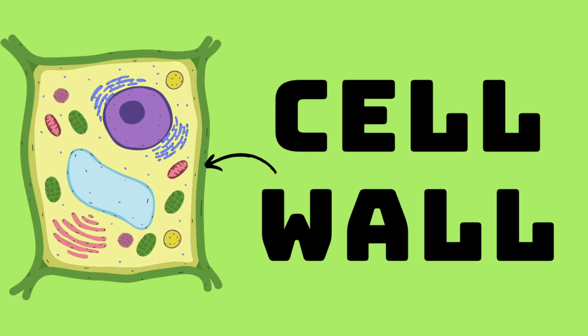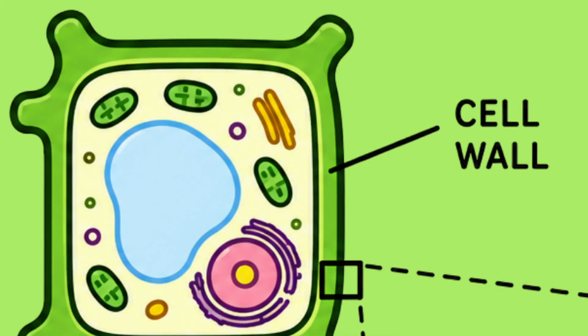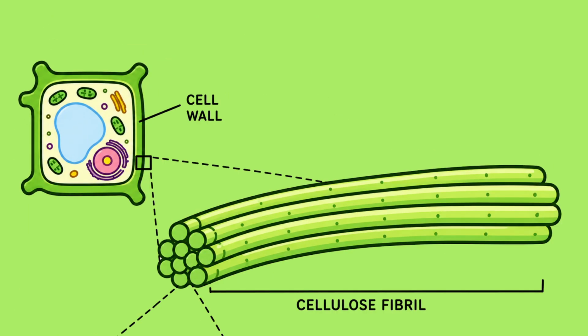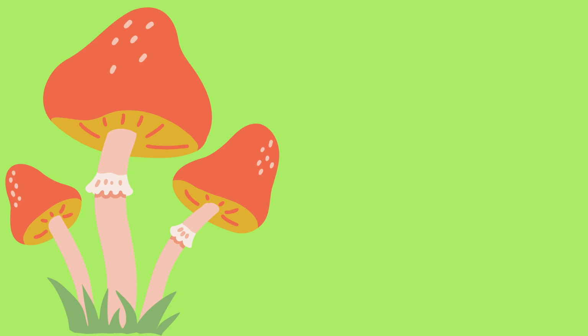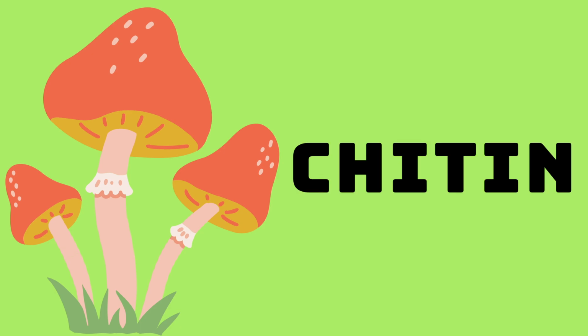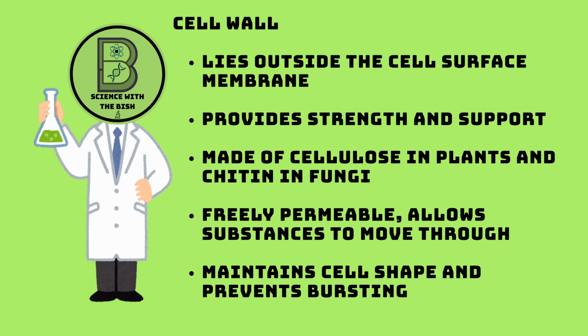Next up, the cell wall. It sits outside the cell surface membrane and gives the cell its shape and strength. In plants, the wall is built from the polysaccharide cellulose, long chains of beta-glucose molecules that form a tough fibrous network. In fungi, the same job is done by chitin instead of cellulose, but the idea is the same: structural support and protection. Unlike the cell membrane, the cell wall is freely permeable, meaning water and dissolved substances can pass through without any special permission. Here's a quick summary for all those taking notes.